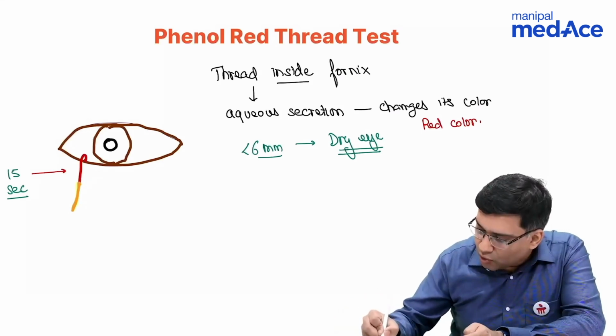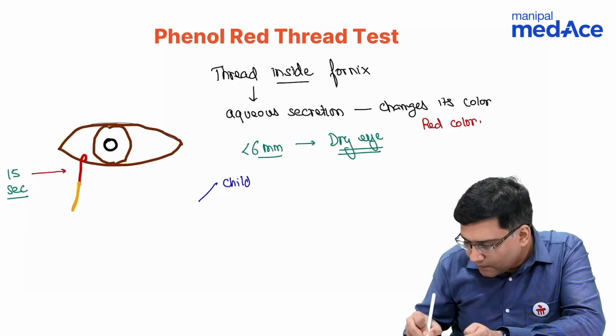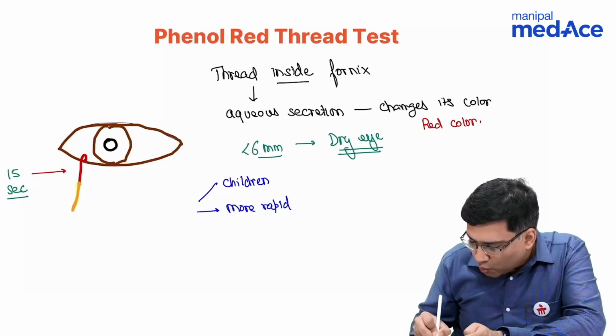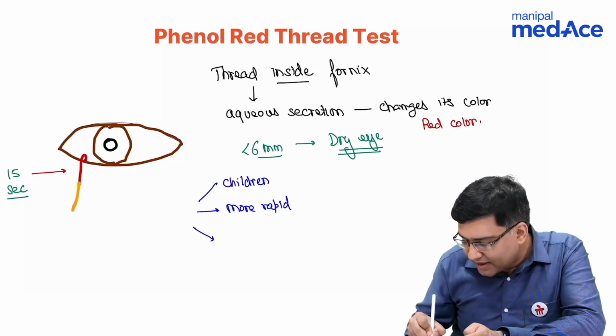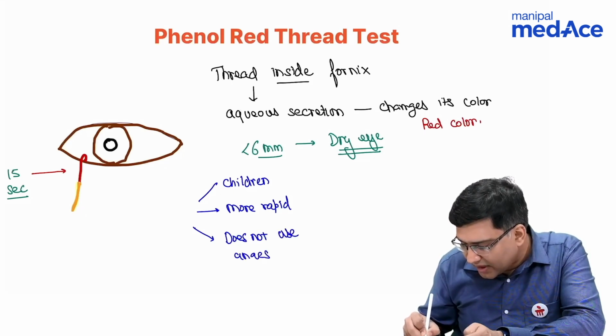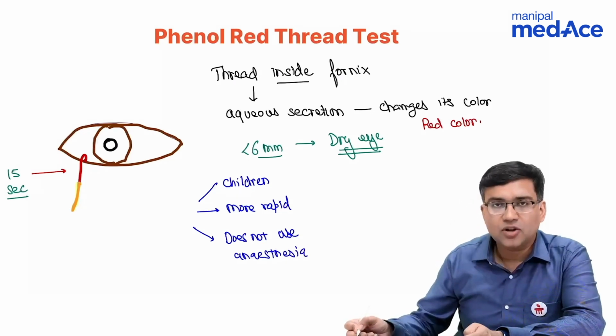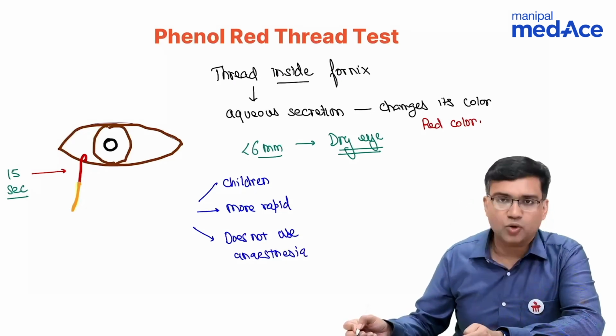What are the advantages? It is more useful in children. It is more rapid, and another important point is that it does not use any anesthesia, because it is so rapid and is just a thread which we have put. So these are the advantages of the phenol red thread test over the Schirmer's test, a previous year question.